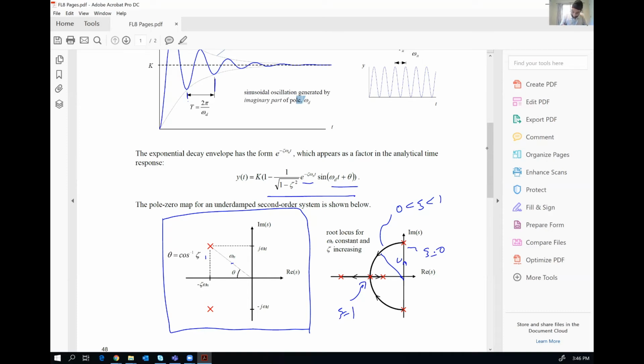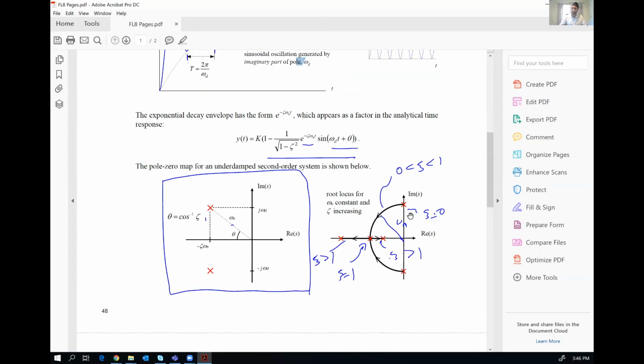If I continue increasing zeta above 1 and approach infinity, one of the poles is going to approach the origin, while the other pole is going to approach infinity. But they are never going to quite reach there. So one pole will continue coming closer to the imaginary axis, while the other pole continues to move further away from the imaginary axis.